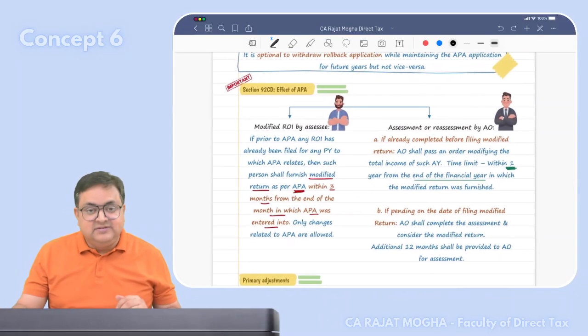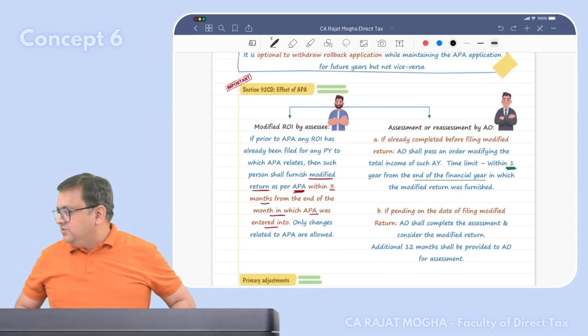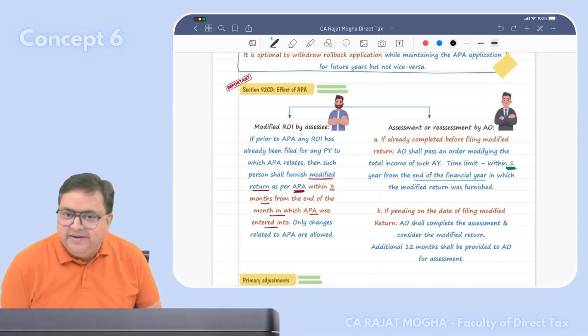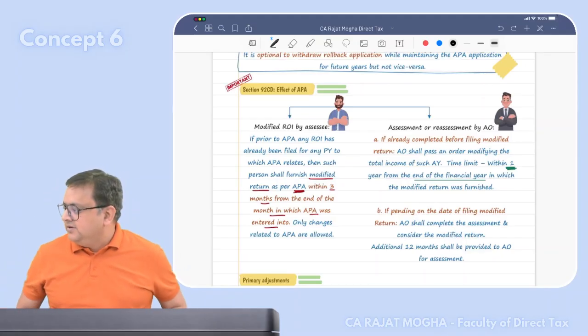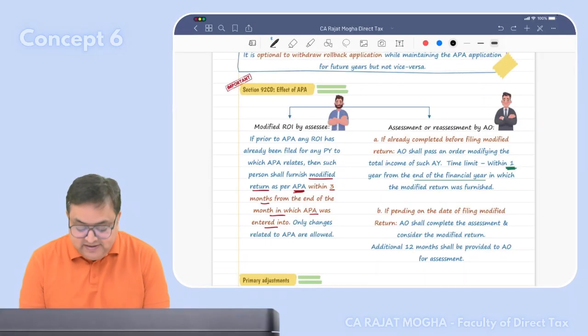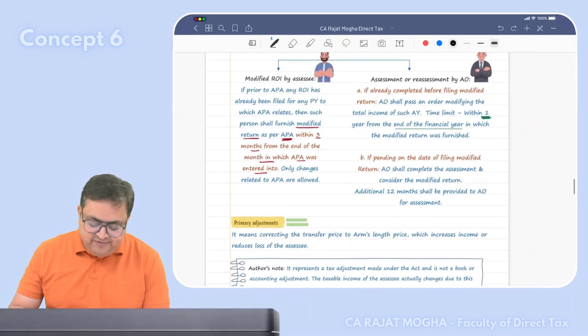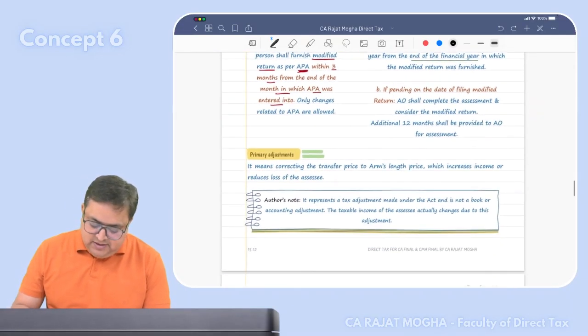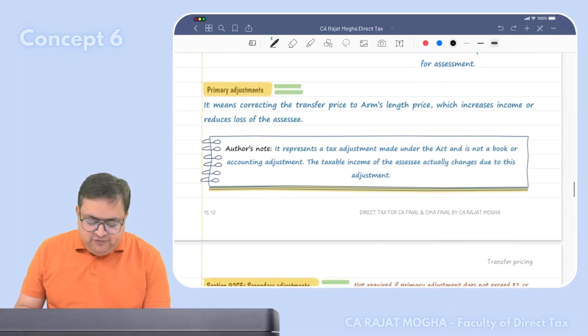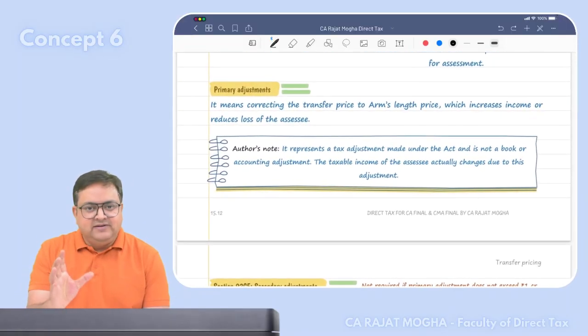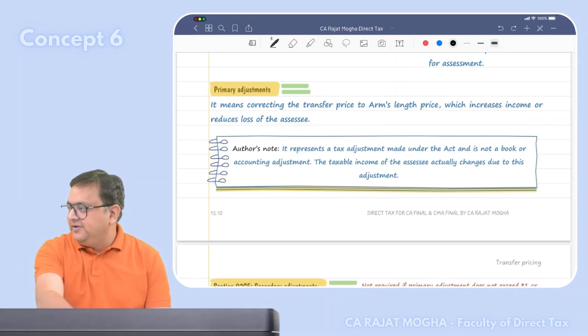Guys, please tell me, this is APA, a very, very important topic. How much time have we taken? Approximately 1 hour, 13-14 minutes. But yes, this provision of APA was very, very important. Let us come to the next topic. If you want to take a 5 minute quick break, you can pause it and come back. Just take a 4 or 5 minute break and then come back.